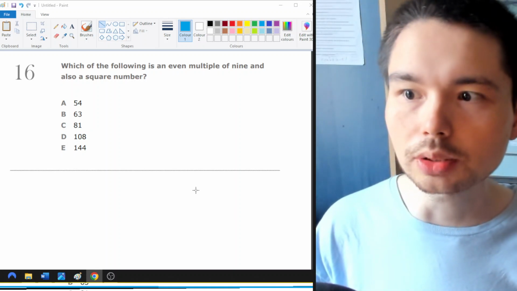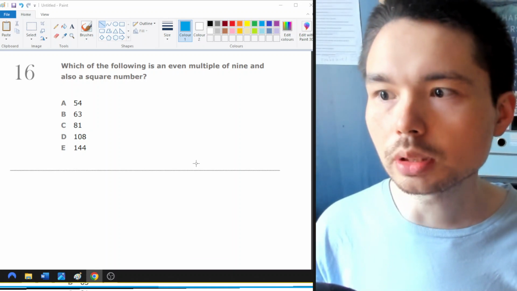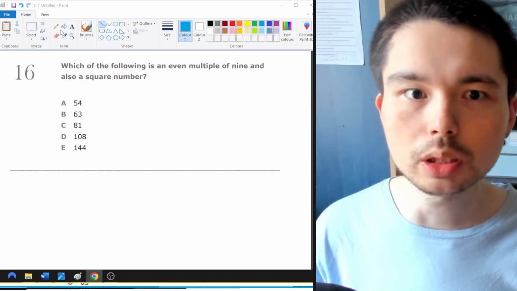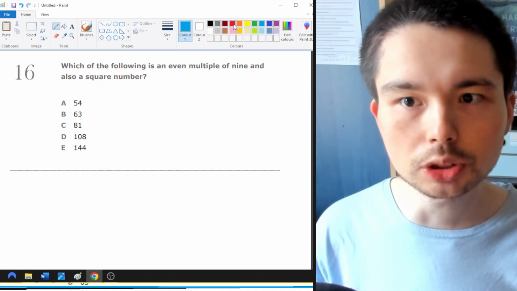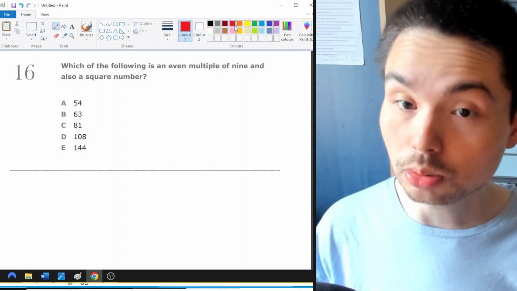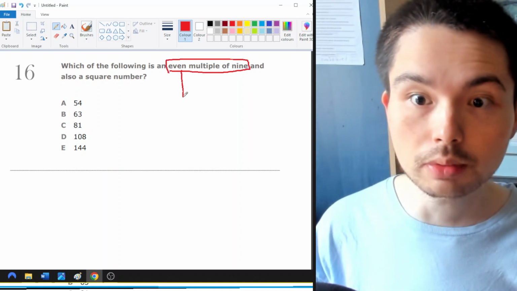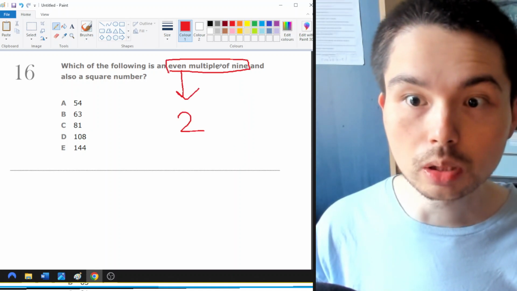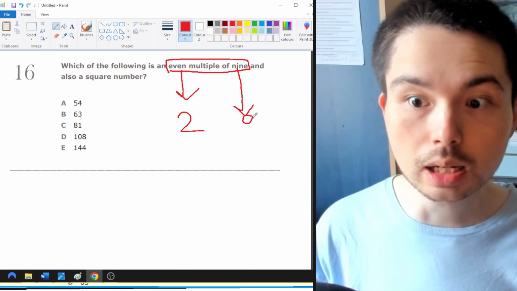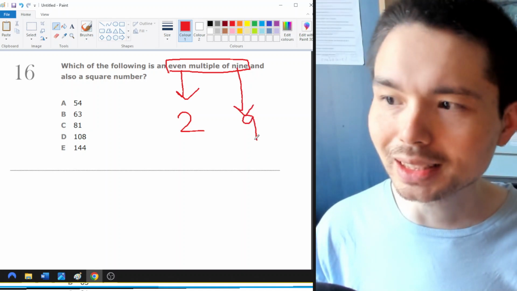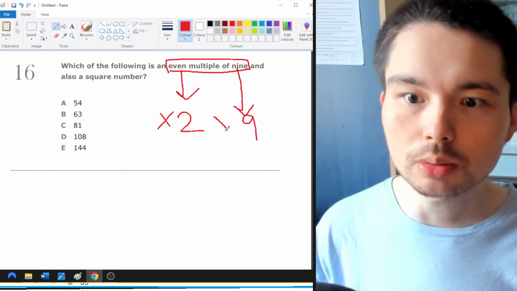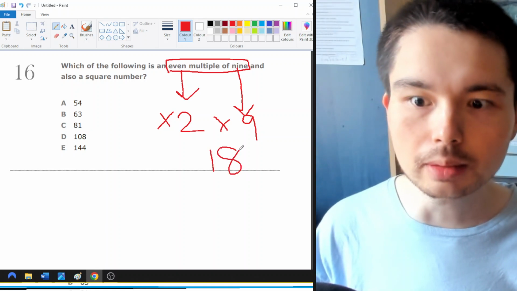Let's go. Number 16. Which of the following is an even multiple of 9 and also a square number? So these random questions I don't love, but they do appear. Even multiple of 9. Even means in the 2 times table. Multiple of 9, which means 9 times table. So what are they telling us, guys? We want 2 times 9, which is 18.